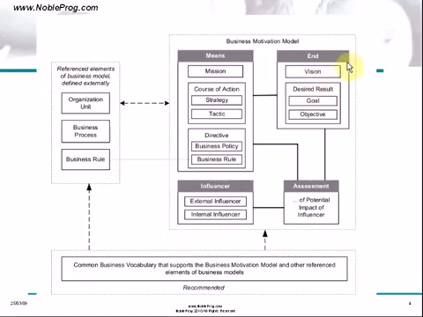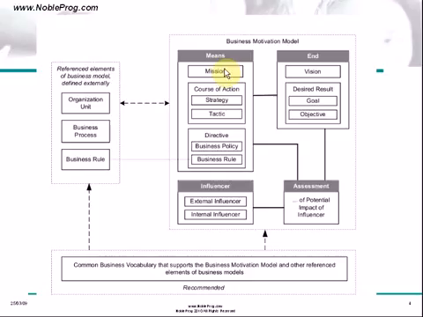In ends, we have a vision, which is quite vague. Then we have desired results, mostly goals and objectives. Goals are more general. You don't have to put a time frame there. Objectives are more specific and are time targeted.